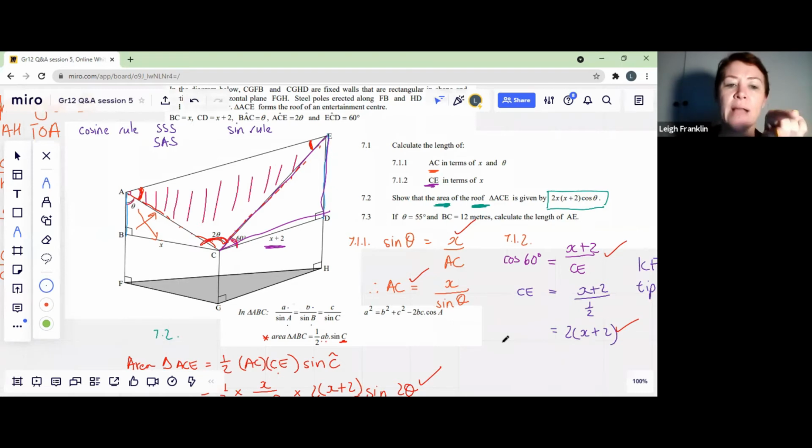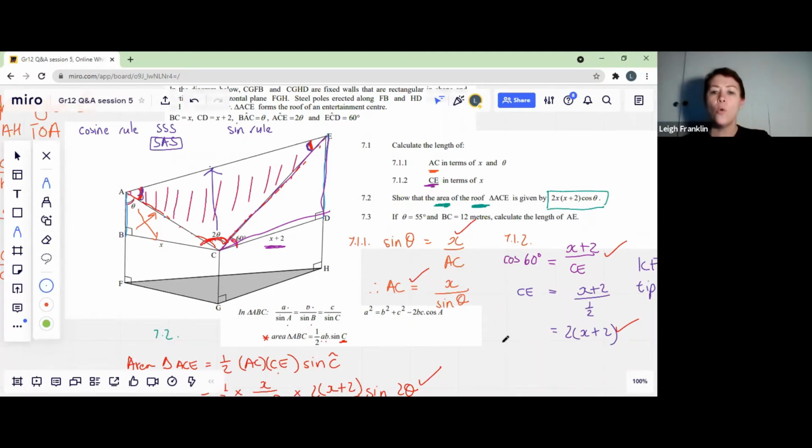In triangle ACE, we only know one angle. We know nothing about this angle here at A. We know nothing about this angle over here at E. The only thing that we know anything about is this angle over here, and it is opposite the side we are trying to find. I hope that what I'm doing is explaining to you why we have to use the cosine rule in this case. We have to use side, angle, side to get the side opposite the known angle.